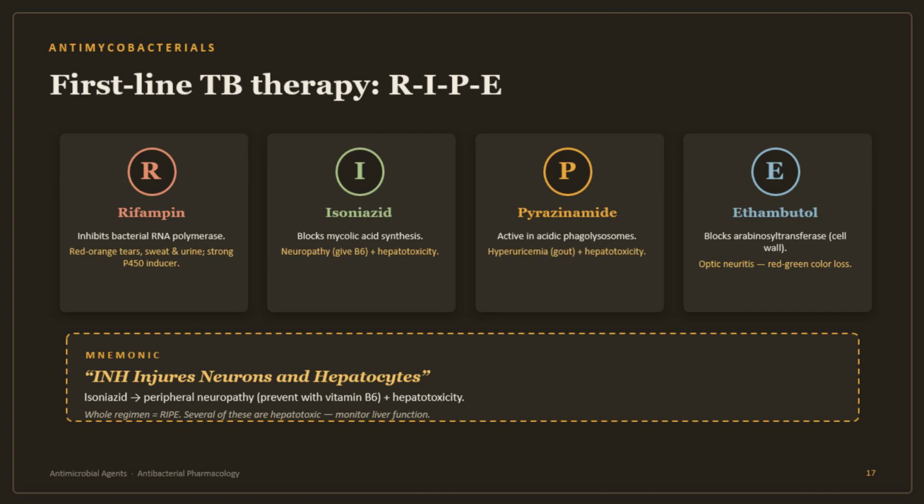Mnemonic within the mnemonic: I-inch injures neurons and hepatocytes. Isoniazid gives you neuropathy. Prevent it with B6, and it also causes hepatotoxicity. And notice several of these RIPE drugs are hepatotoxic, so you absolutely monitor liver function throughout treatment.